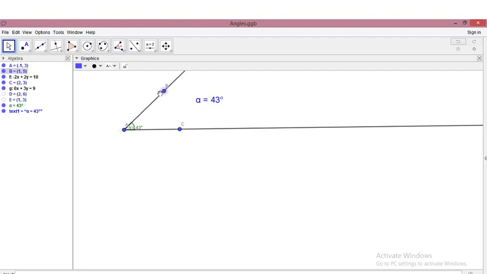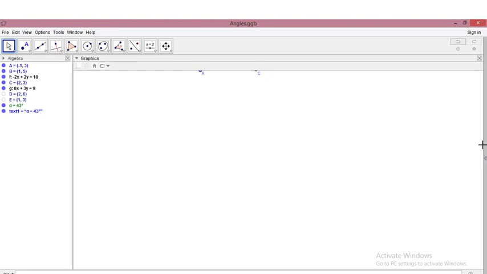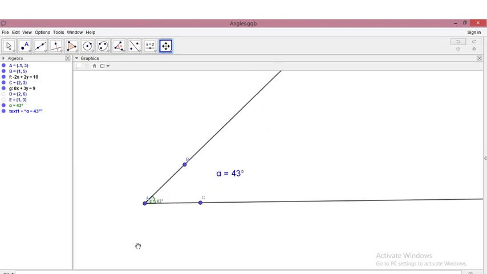Once again, repeat the question. Okay. Okay, I didn't hear what you are saying. Once again, Ma'am, can you please repeat the question again? Yeah. So here angle BAC is given to be alpha equal and we rename it as alpha, angle alpha, and its measure is 43 degrees. Okay.